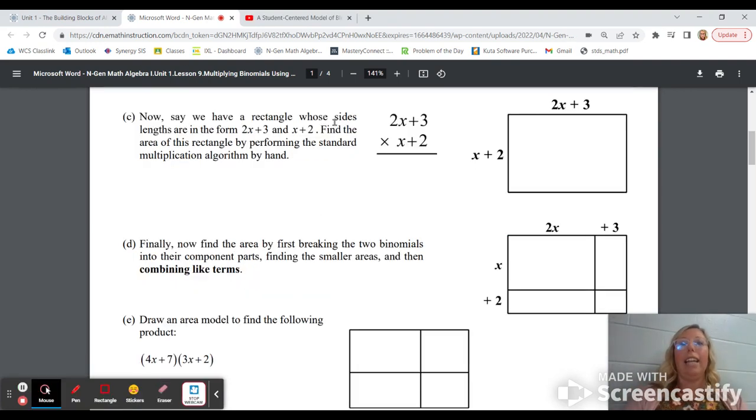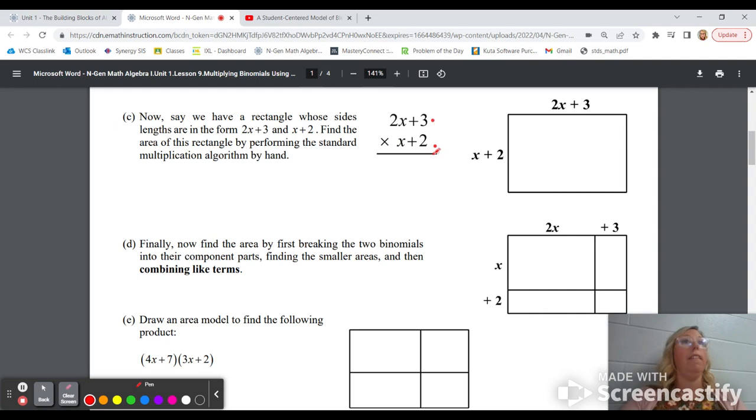Part C is going to take that same standard algorithm that we saw in Part A, but now what do we have here? These are not just basic numbers. What are these? 2 terms. So what are those called? Binomials. So we're multiplying 2x plus 3, which is the side length that's labeled here, and then x plus 2, which is the side length labeled here. Using that standard algorithm, watch how we do that with binomials.